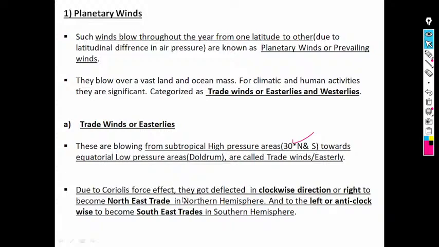Due to Coriolis effect, they got deflected in clockwise direction, or right, to become northeast trade winds in the northern hemisphere, and to the left or anti-clockwise to become southeast trade winds. Basically, Coriolis effect, they got deflected in clockwise direction, right?